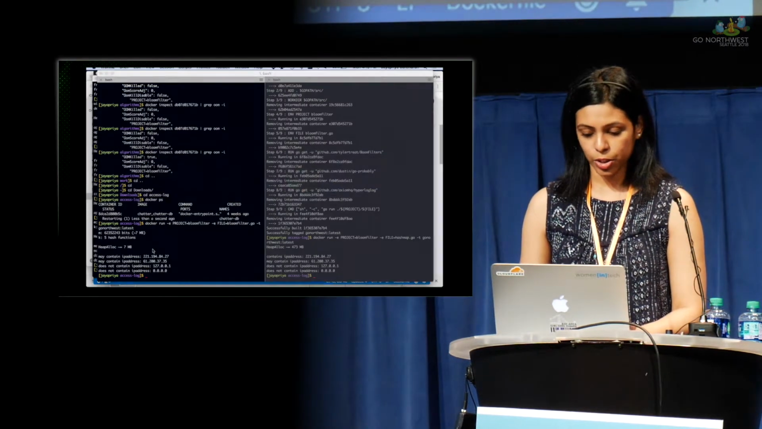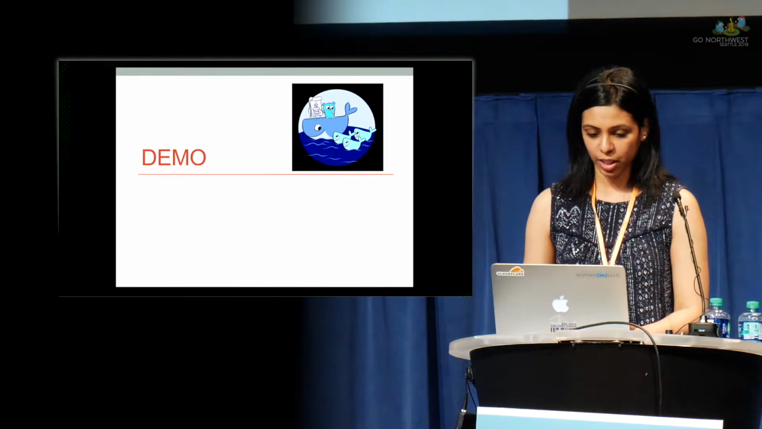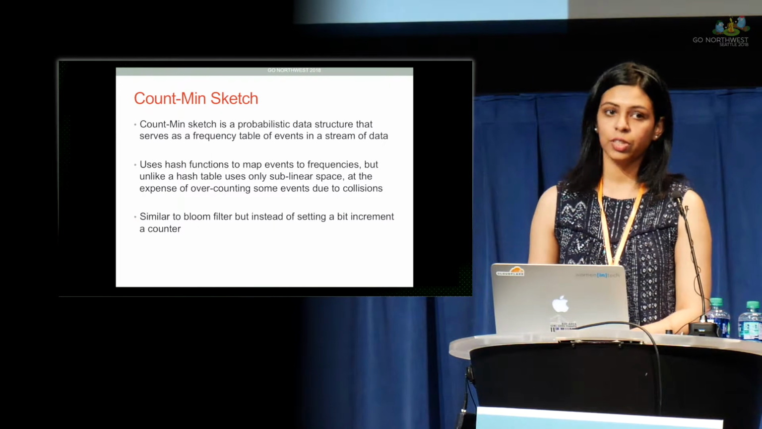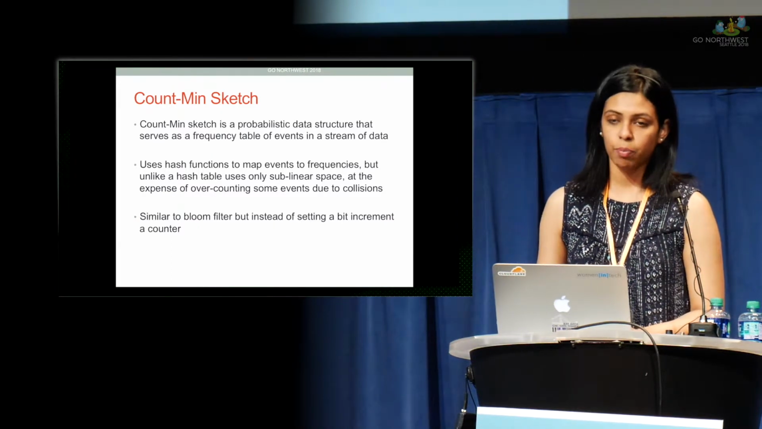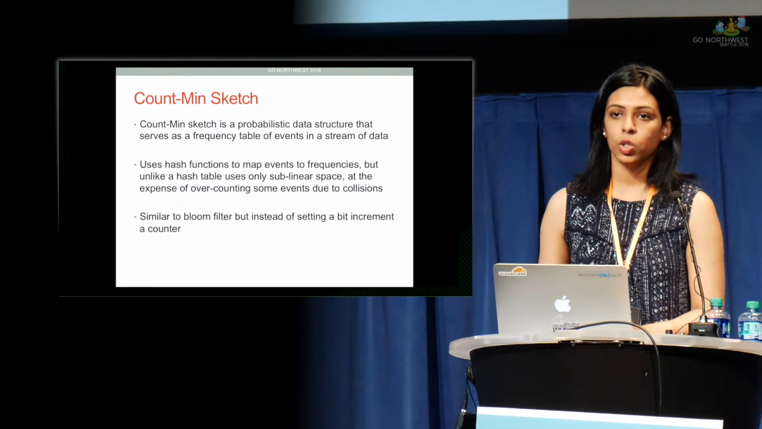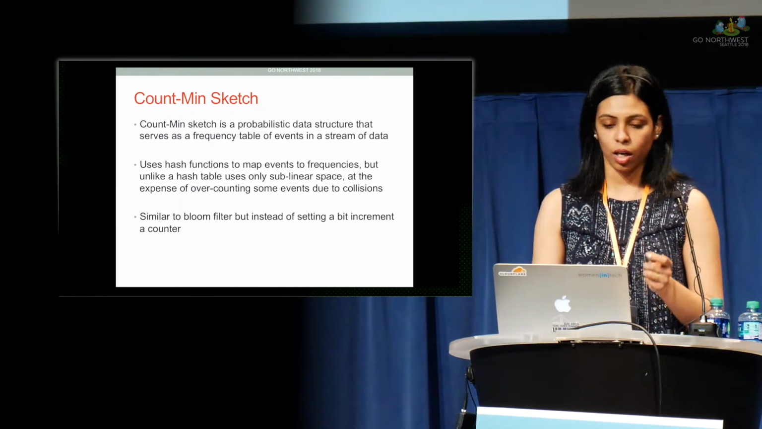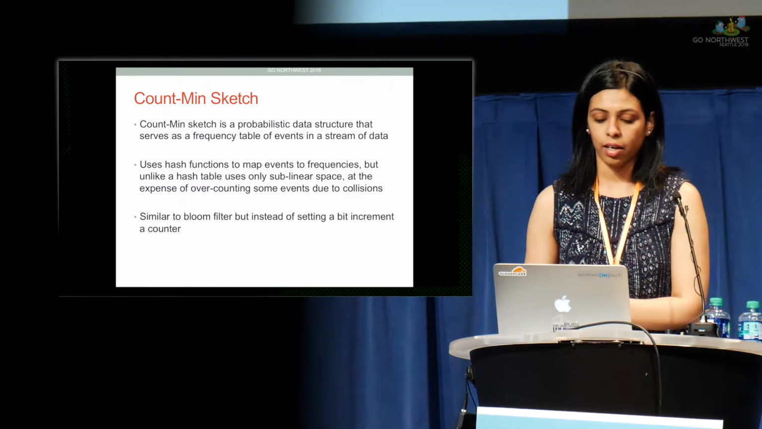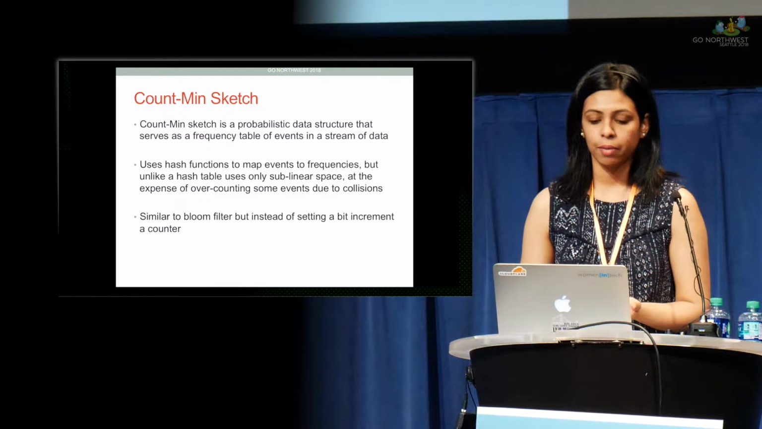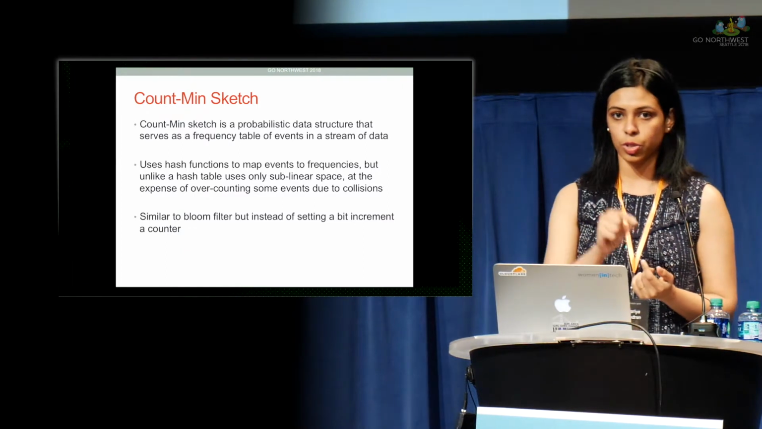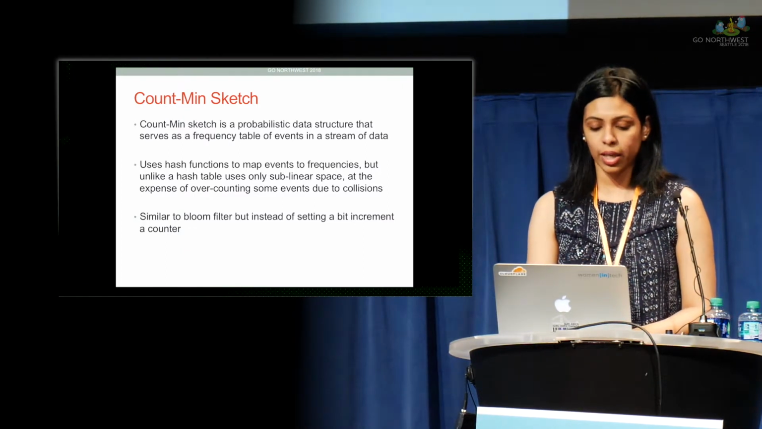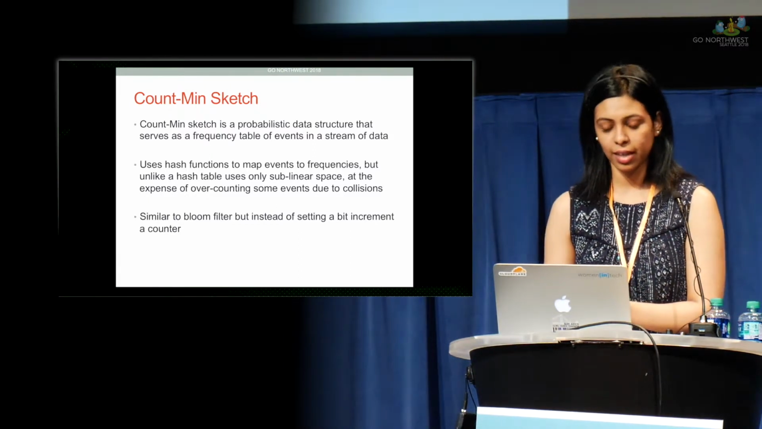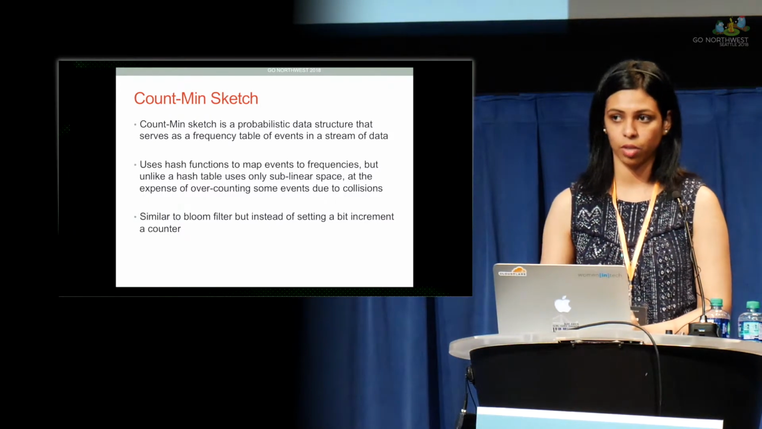And the next data structure which we're going to discuss is the Count-Min sketch. Count-Min sketch is a probabilistic data structure as well, but it serves as a frequency table of events. Unlike a Bloom filter, which is a bit array, in Count-Min sketch we are using an integer array, and it acts as a frequency counter. In a Bloom filter, we saw it just sets the bit to 1, whereas the difference with Count-Min sketch is that it increments the counter whenever it encounters that element.